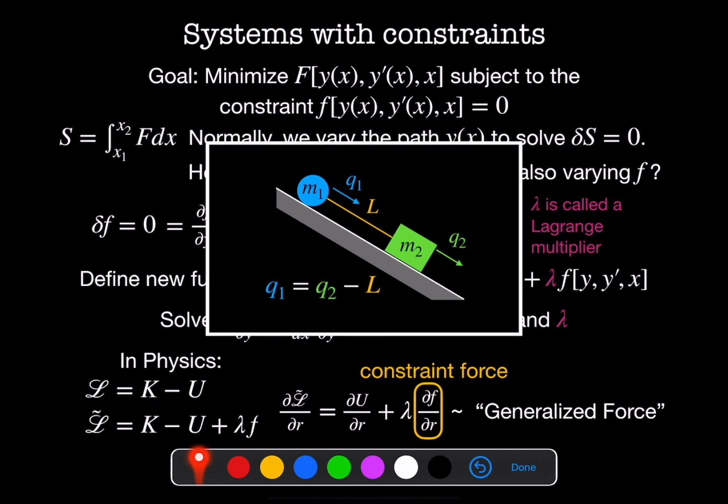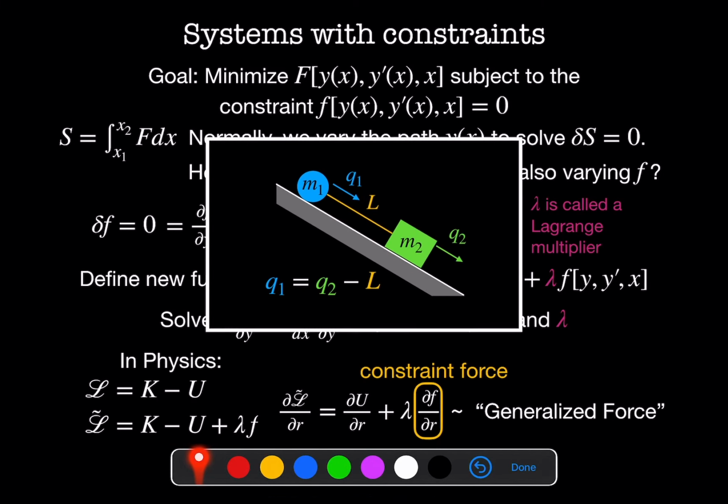So if we go back to our original system here, we have a constraint that is saying that Q1 is equal to Q2 minus L, but we can rearrange this so that this equals 0. Q2 minus Q1 minus L is equal to 0. And then when we look at this term here, differentiating that constraint with respect to our generalized coordinates, we end up with a constraint force. So in this case, it's going to be the tension in the rope here that is required for these two to slide down together at a constant acceleration.